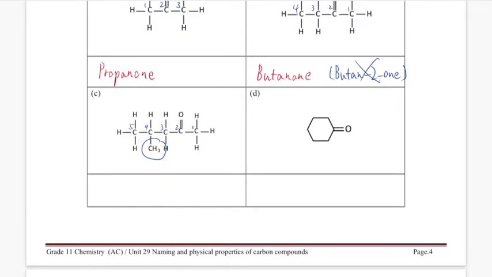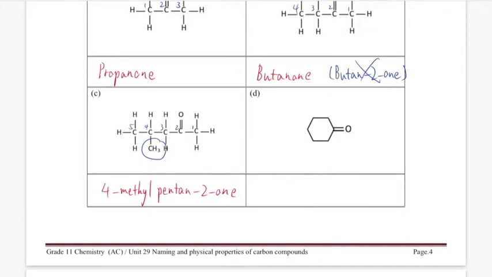So we name the longest carbon chain first. It should be called pentane-2-one. And then remember we have the methyl group and it's at position 4, so it should be named as 4-methylpentane-2-one.